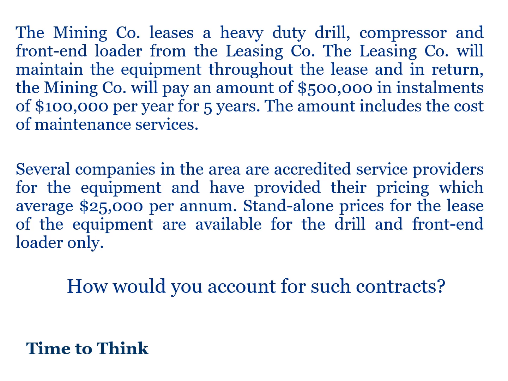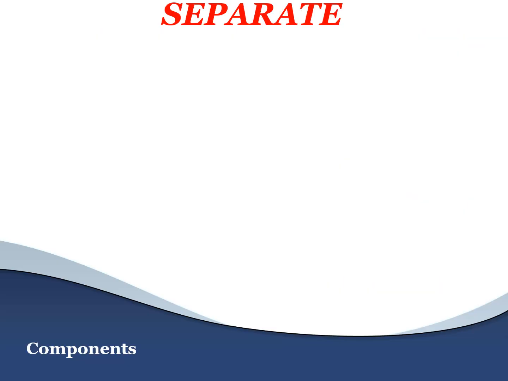The amount includes the cost of maintenance service. Several companies in the area are accredited service providers for the equipment and have provided their pricing, which averages around $25,000 per annum. Standalone prices for the lease of equipment are available for the drill and front-end loader only. Now, how would you account for such a contract? Clearly, you can see we've got two things within this. Firstly, we've got the right to use assets, and the second thing we've got is a maintenance contract. So how do we deal with these under IFRS 16?